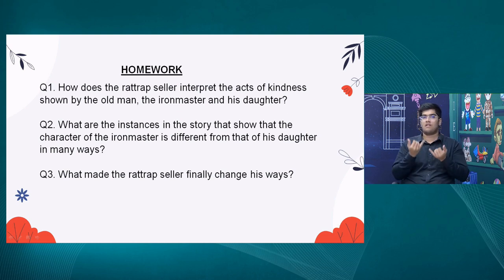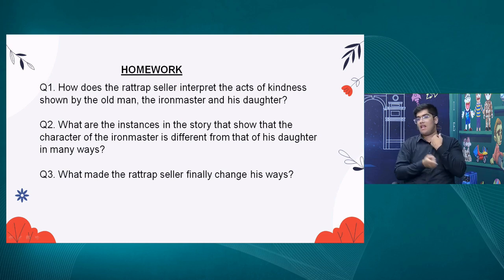And now, ma'am will assign you homework. I'll read and discuss these questions. The first is, how does the rat trap seller interpret the acts of kindness shown by the old man, the iron master and his daughter? Now, all three of these people have been very nice to him. But the way he has interpreted it, we can see in his letter at the end.